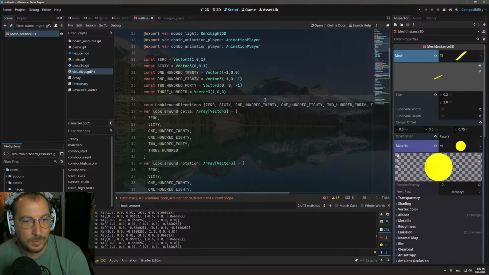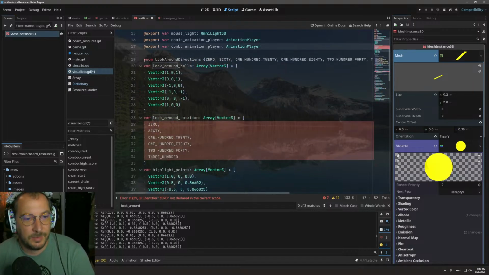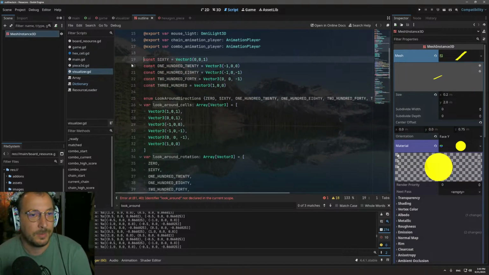And we don't need these constants either. So we can get rid of that. So we need these. Wait a minute. Yeah, we're okay. It's like, what? Why is there a bunch of errors here?